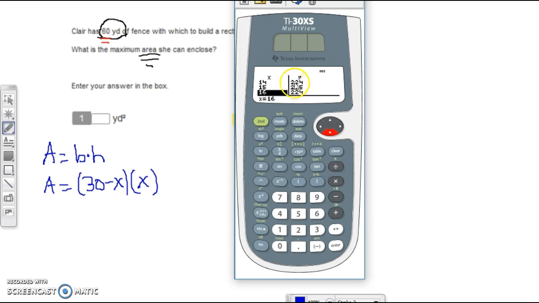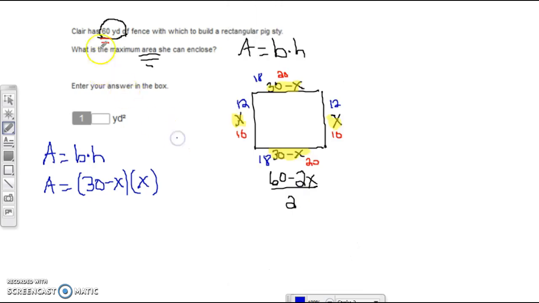But notice right here, it goes from an area of 224 to an area of 225, and then back down to an area of 224. And if you keep scrolling down, these are going to keep getting smaller and smaller, which means the maximum area that I can get here is 225. And that's when my side length x is 15. So in this case, it asks what is the maximum area. That would be 225 yards squared.